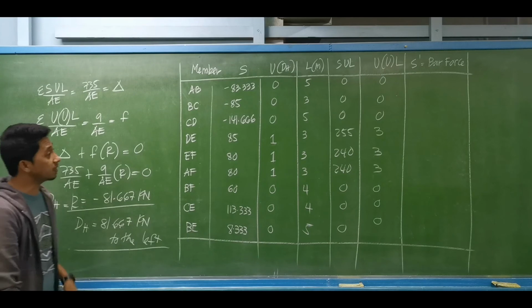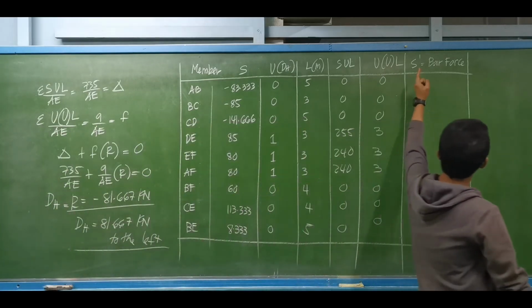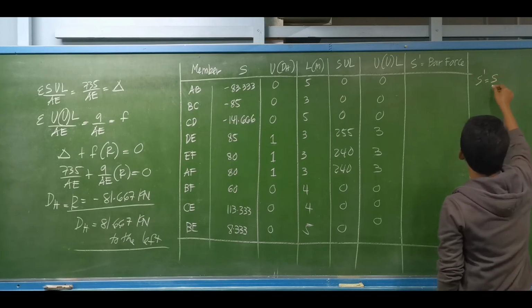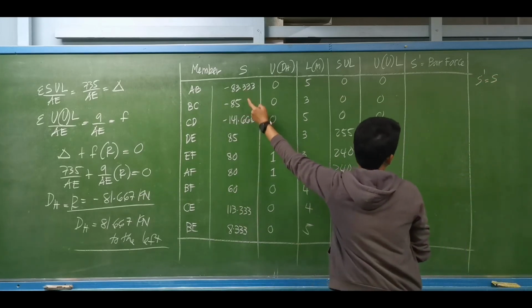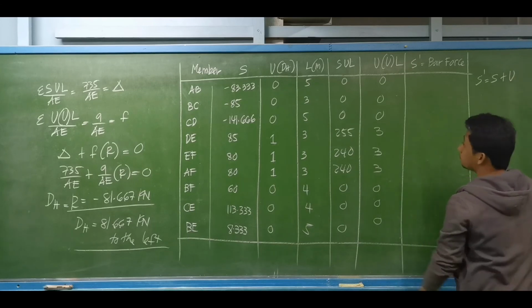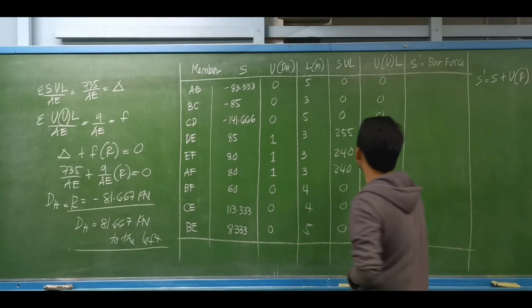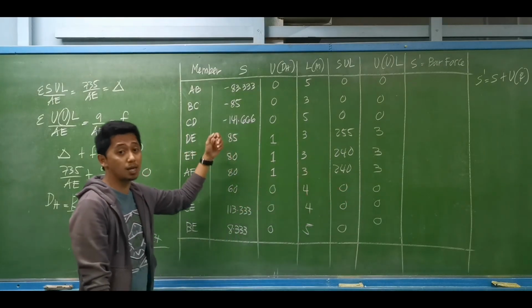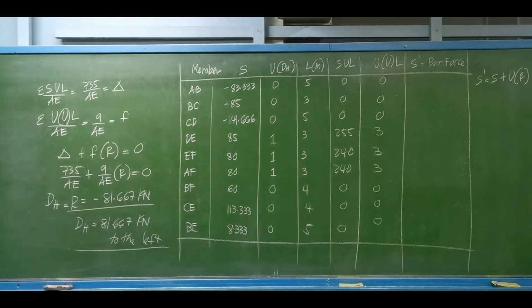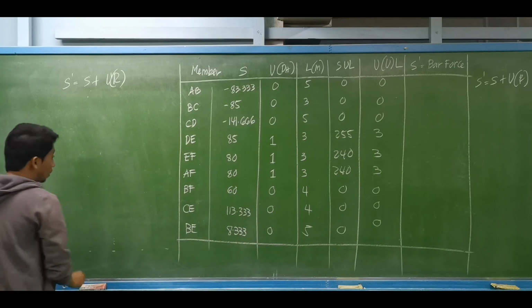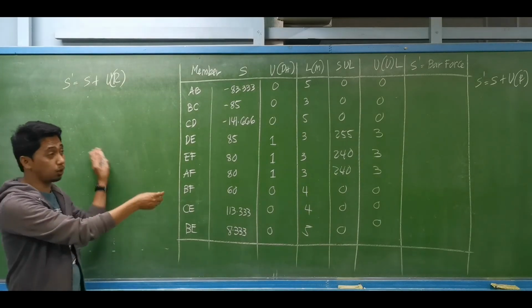Then, if we now have the redundant, how do we compute the actual bar force? The actual bar force S prime is equal to the actual force due to real loads plus the actual force for members due to unit load, multiplied by the redundant. So we proceed with the computation of the actual bar forces for all members.